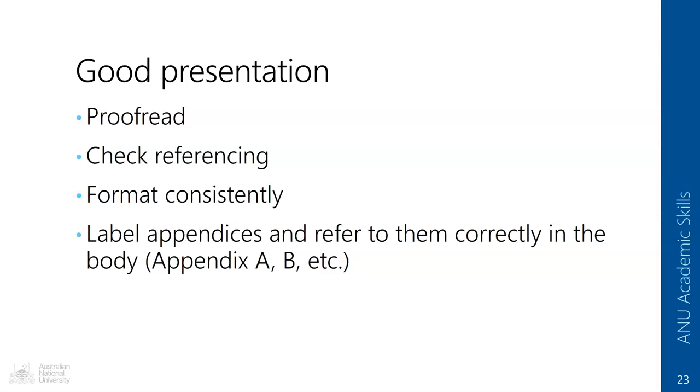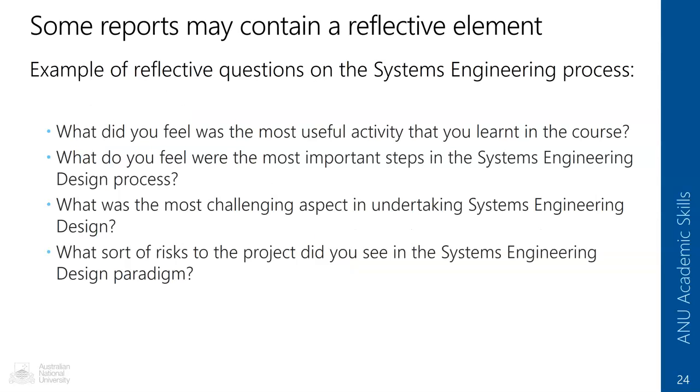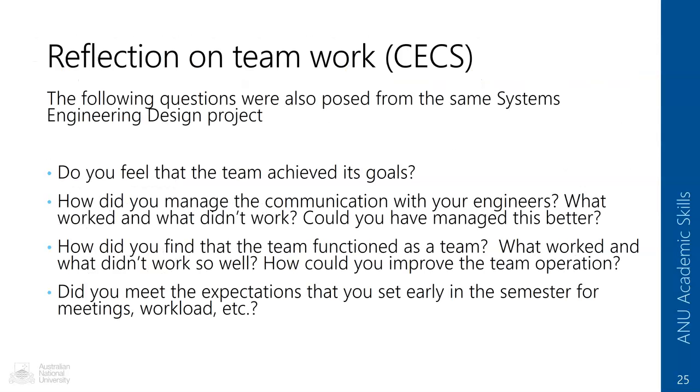So it's a good idea to proofread your work, check the referencing, format consistently, and label your appendices and refer to them correctly in the body of your work. For some of you, you may also have to write a reflection about key aspects of the project, what you found useful, challenging, for example. Or if your report was a group assignment, you could be asked to reflect on the experience of working in a team to achieve a shared goal, including how well you felt you communicated with other members, what worked and what could have worked better.